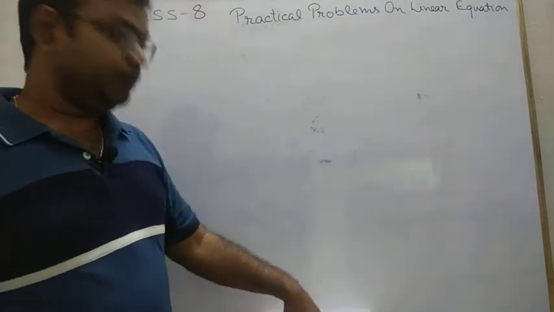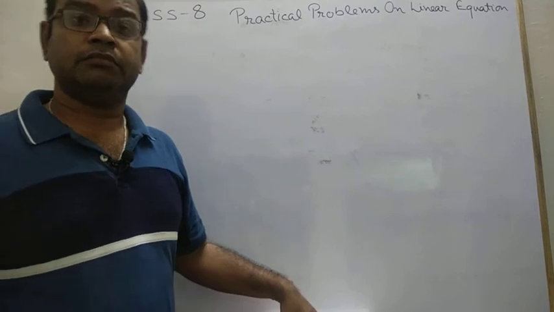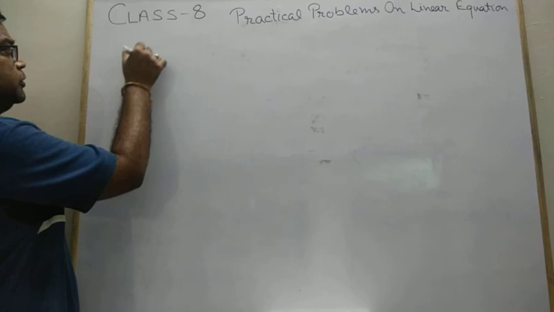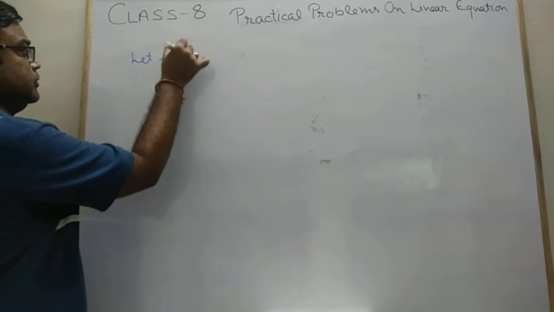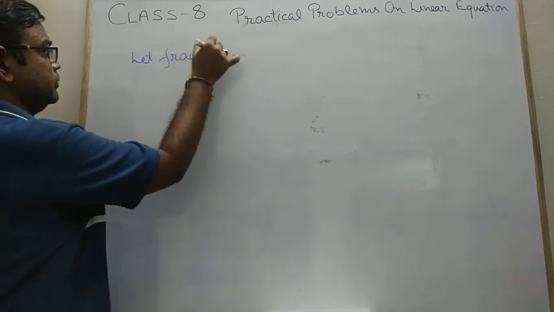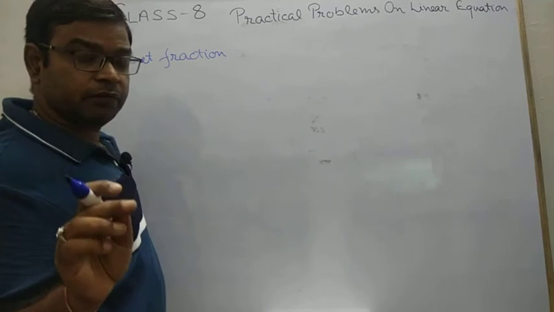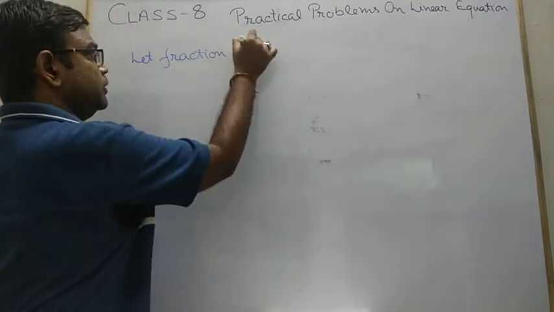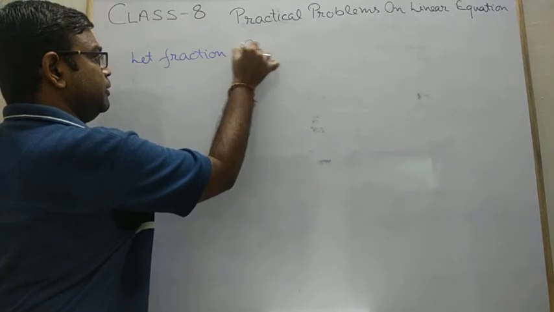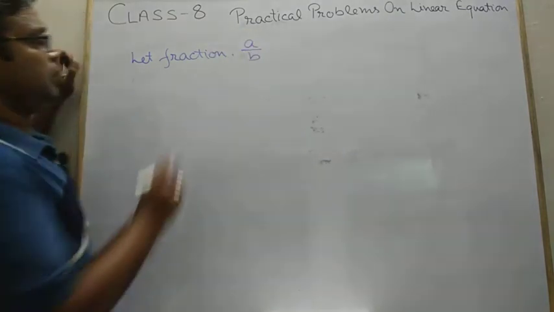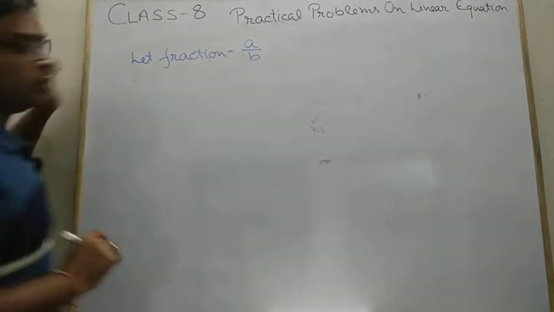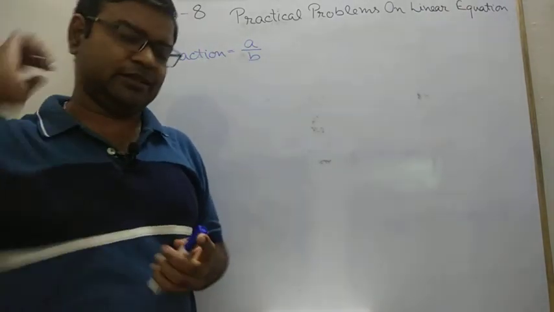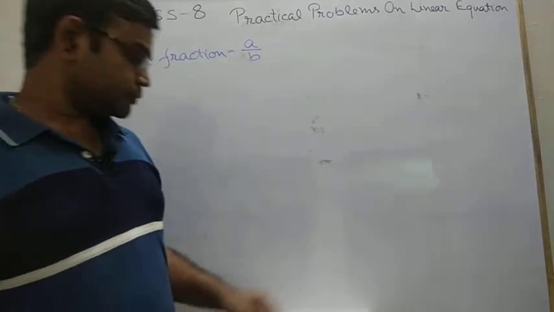It's given that the numerator of a fraction... means you have to choose the fraction. If a fraction is given, you must suppose, let the fraction be, without reading the question. If it is a question of fraction, suppose, let the fraction be a upon b. Clear? Always x, y doesn't look nice. Okay, come to the point.